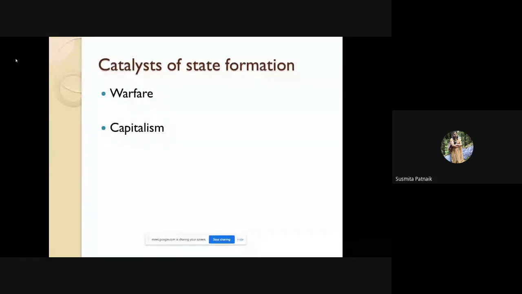So where there is a gap between the rich and the poor, or differences between landlords and the landless, or between capitalist and socialistic, there the system of state formation starts. So here, the only two ways, the warfare way and the capitalism way, are the main two ways by which the state was formed.